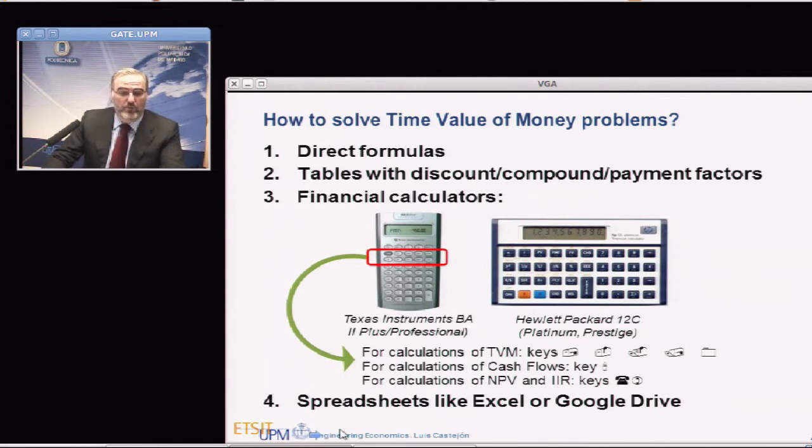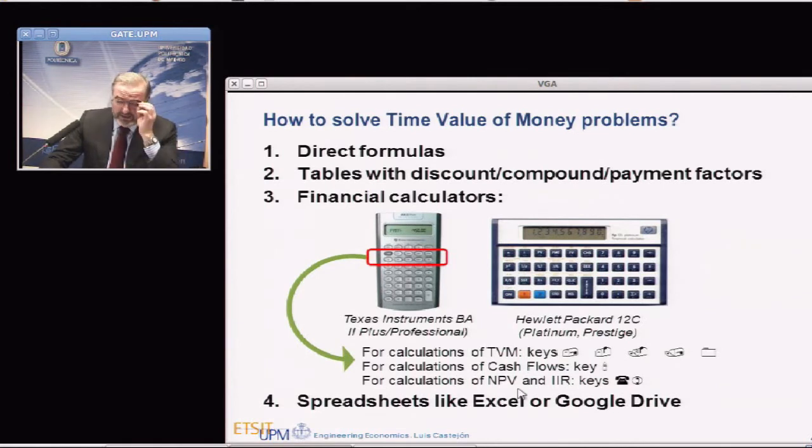And the fourth option, the one I'm going to suggest to you, is using spreadsheets like Excel or Google Drive or any other. But my advice, whatever methodology you use, is to try to understand the mathematics which are behind the Excel and behind the calculator. So I suggest you try to learn the direct formulas, because it's the only way you will understand what you are doing. In your first month, or your first calculations, please try to use the direct formulas to be aware of the complexity of the problem, or to know the nature of the problem. And then when you have further knowledge of the subject, you can go ahead with the spreadsheets.